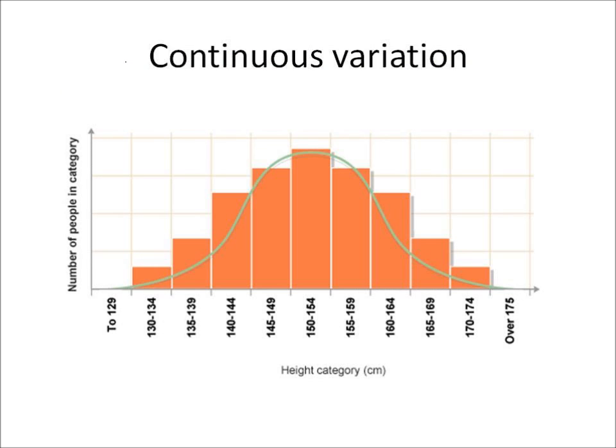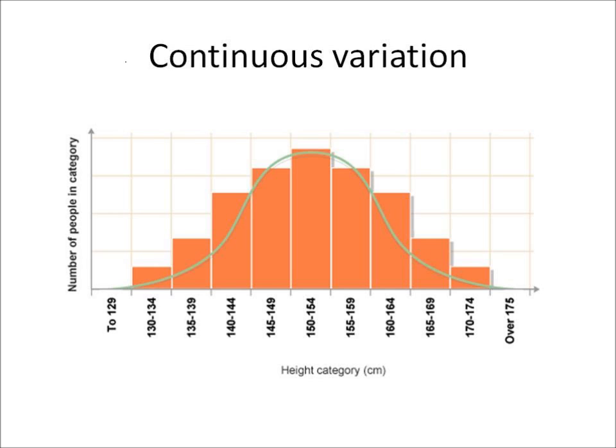This graph here shows continuous variation. If a characteristic shows continuous variation and we measure a large enough number of individuals, when we plot the results we often get a graph with a particular shape. This shape is called a normal distribution curve or a bell-shaped curve. It shows that most individuals measure within the middle part of the range in variation, and there are fewer individuals with measurements at the extremes of the range.